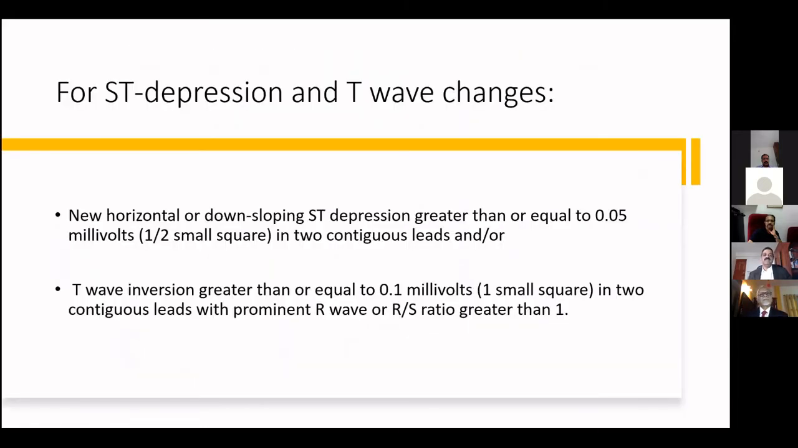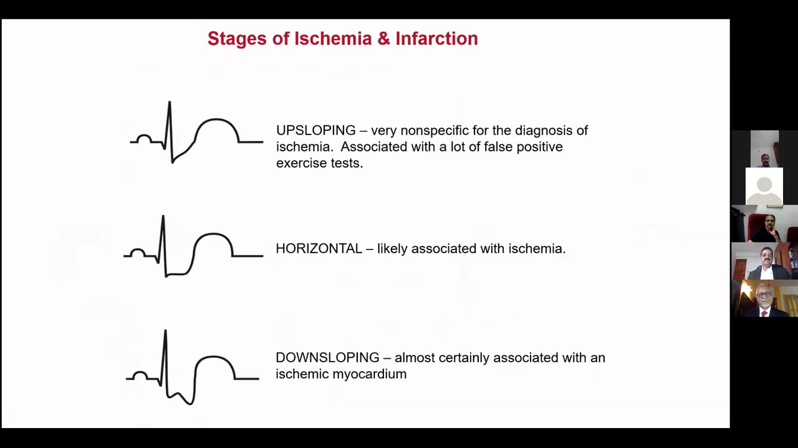ST depression and T wave changes. Again, I'll skip this theory slide and come to the morphology. We essentially have 3 types of ST depressions. One is what is shown in the first slide, the upsloping ST depressions. These are very, very frequent, but they do not really talk about ischemia as a cause, and give many, many false positive tests.